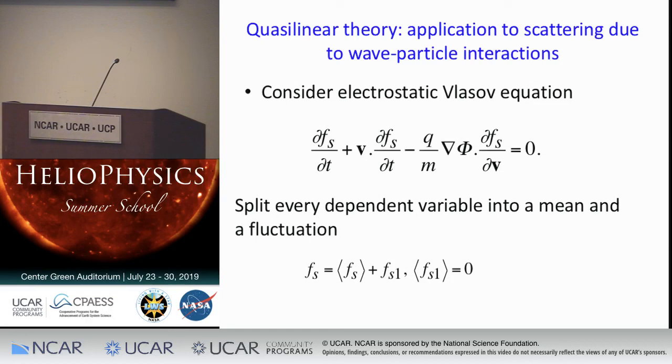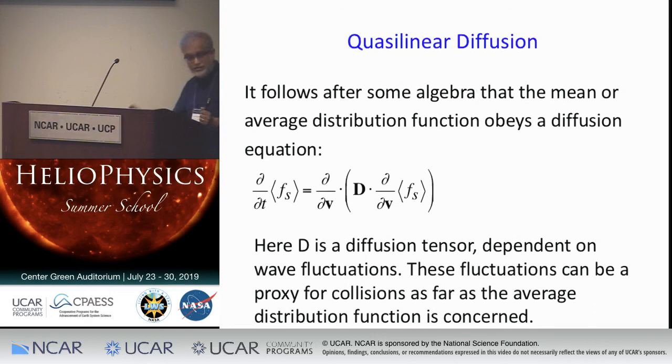You can actually show after a little bit of algebra that those fluctuations can produce a right-hand side for the average distribution function that looks like a collision operator. And I just want to give you only a qualitative sense of that. This is what is called quasi-linear theory. This is an often used approximation.